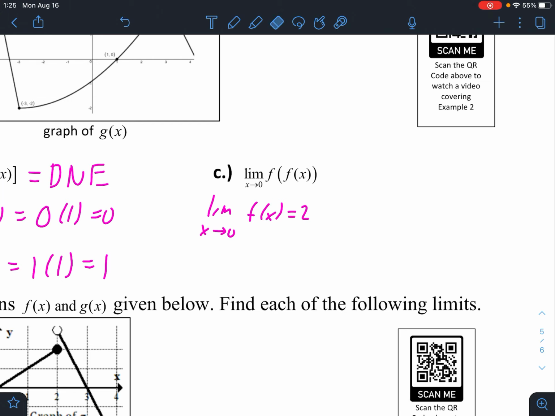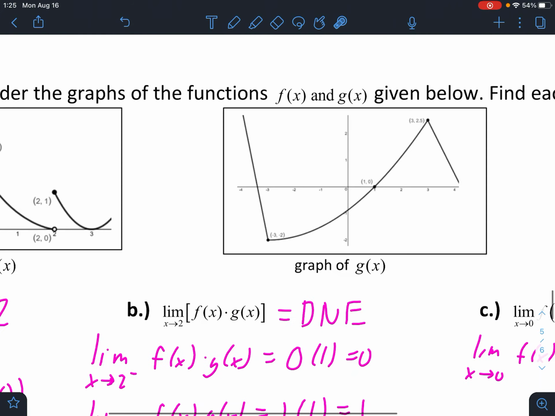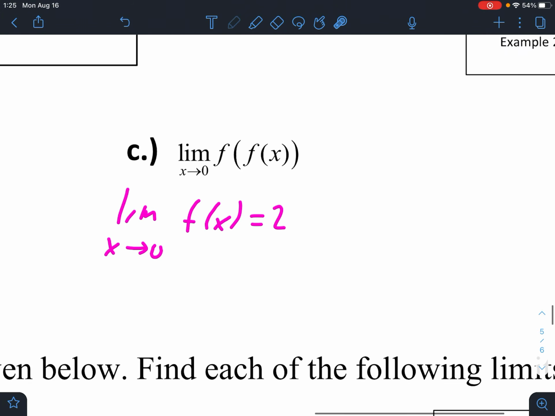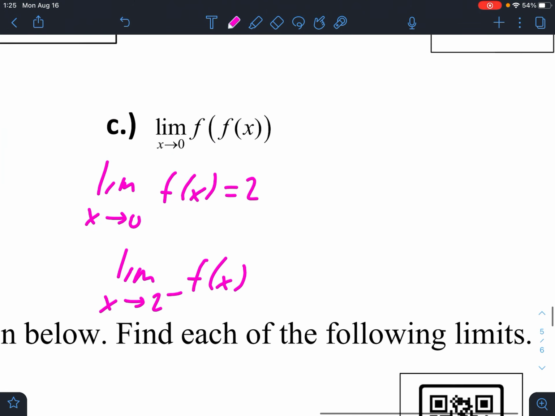Instead, we got to look at which side this number is coming from. It's approaching 2 from below that y value. Since it's approaching 2 from below that y value, we're going to take a limit as x approaches 2 from the left because it's below. If it was coming from above that number, we would look at the right of f of x. So as we approach 2 from the left, our limit would be 0, and therefore our answer to this limit would be 0.